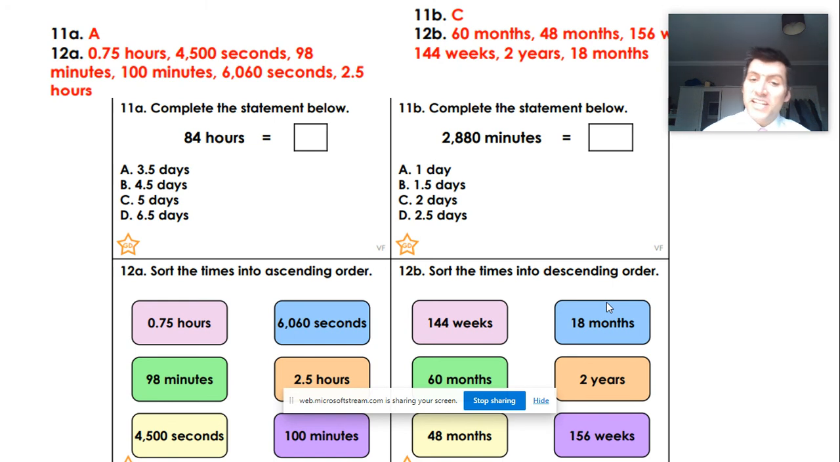With 12A and 12B, you needed to be careful. If it was a test, you'd be checking that you're doing the ascending ones for the first set, where the smallest values go first, and the descending ones for the second set, where the largest values go first. Okay, guys, well done for listening on our work on converting time.